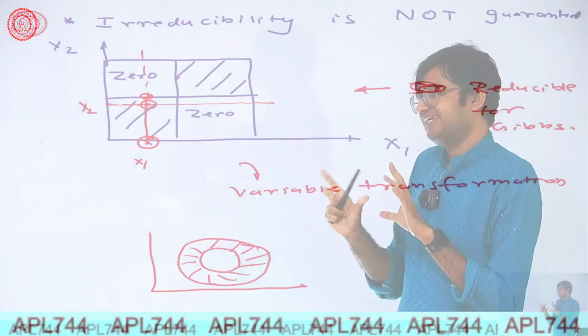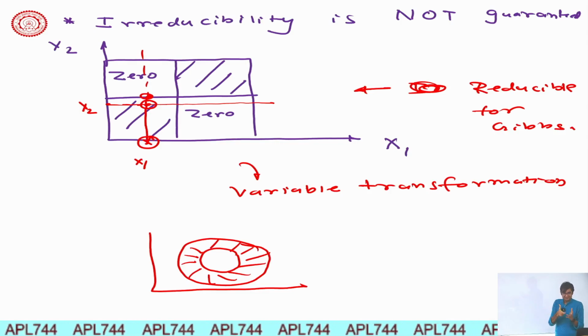So the take home message is that to use Gibbs sampling, you have to be a little bit aware of the things you are trying to sample from. Otherwise, it might happen that in some cases, not always, your target distribution is reducible, and so you might have to do some variable transformation. Clear? So I will stop here for today.